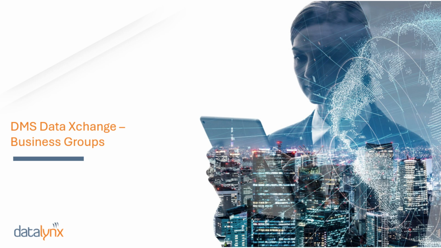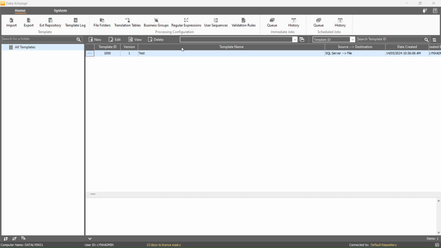This lesson focuses on business groups. They are used to categorize or create logical groupings of items so they can be referenced collectively. Click on the Business Groups button from the Processing Configuration toolbar.